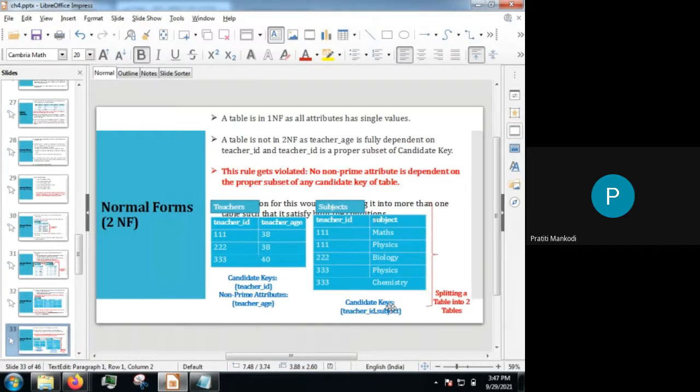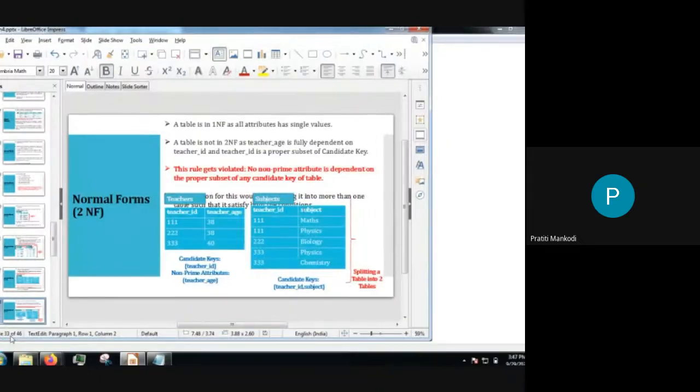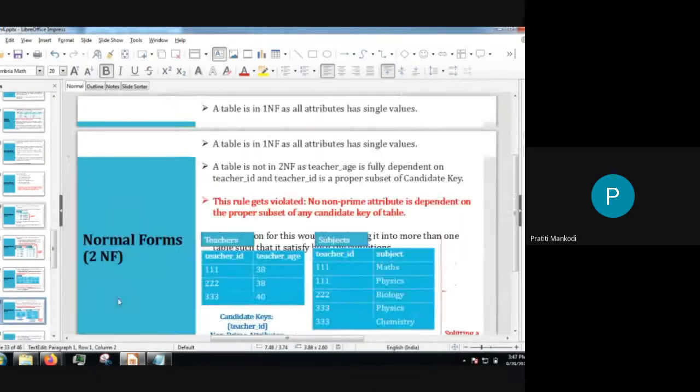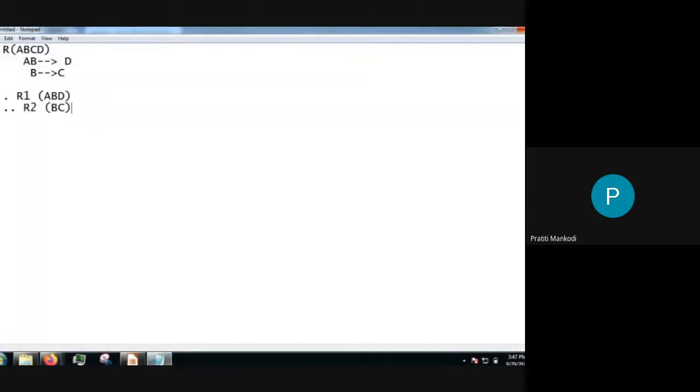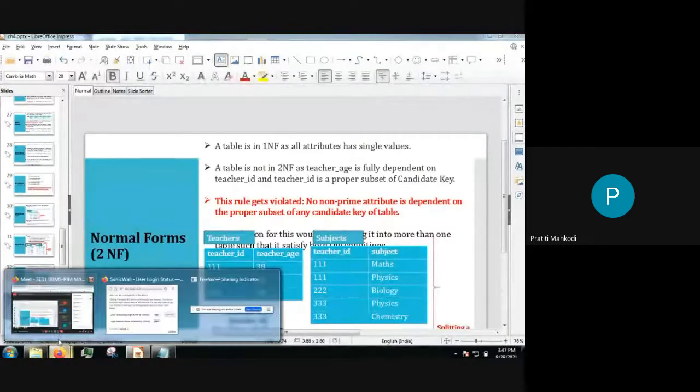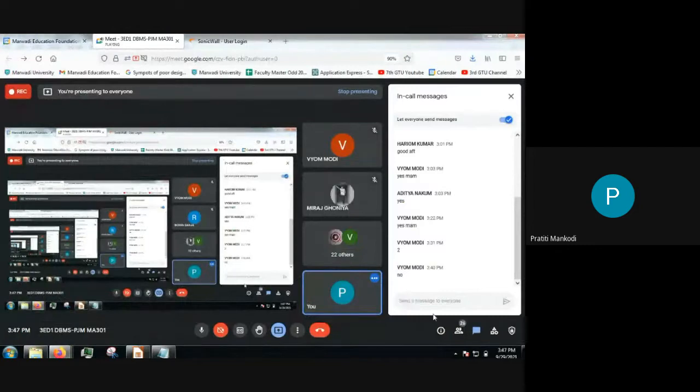Got it? So we are ending the session here, up to second NF. Third NF onwards we'll do next time. I hope everything is okay for online students. If time permits, I'll also show you, just a second, the example that is given to you. Tell me in which NF it is, right?